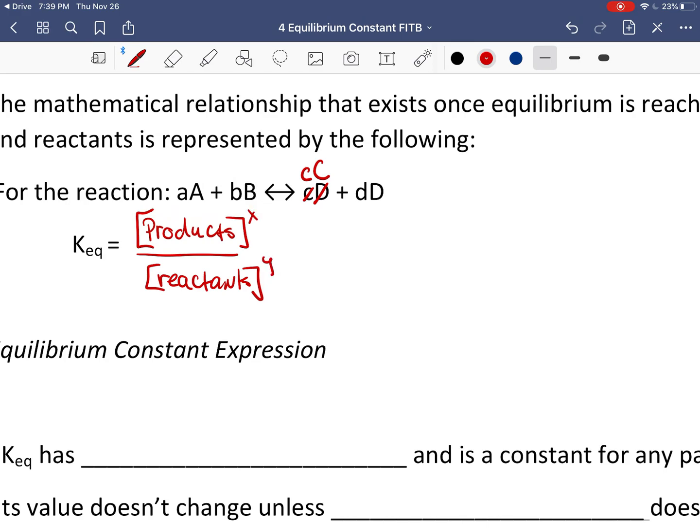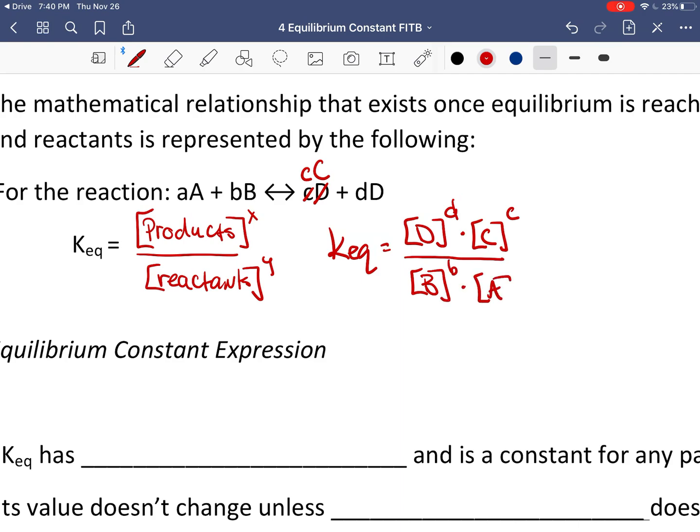So specifically for this equation, our KQ expression would be equal to, for the products, the concentration of D raised to the power of D times the concentration of C raised to the power of C, all over the concentration of B raised to the power of B times the concentration of A raised to the power of A. So whatever your element is, it is raised to the power of the coefficient from the balanced equation. That's where all those powers came from: the coefficients from the balanced equation.